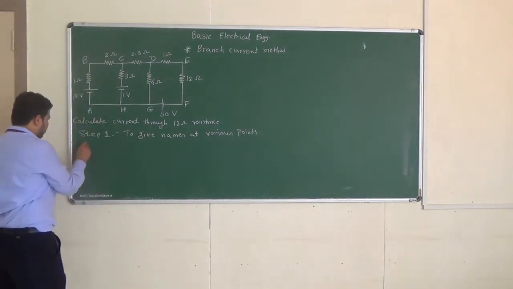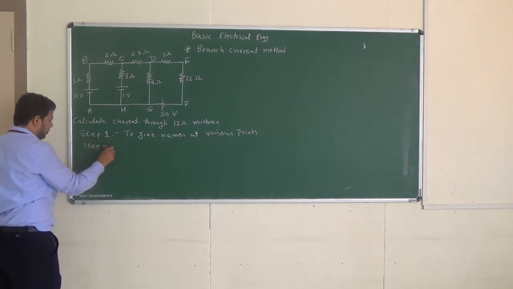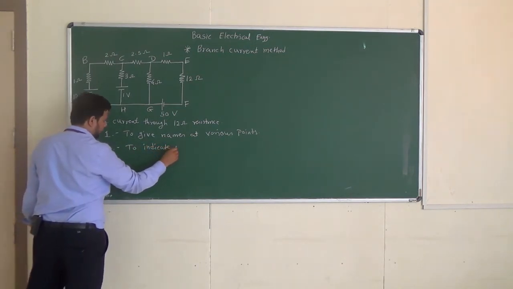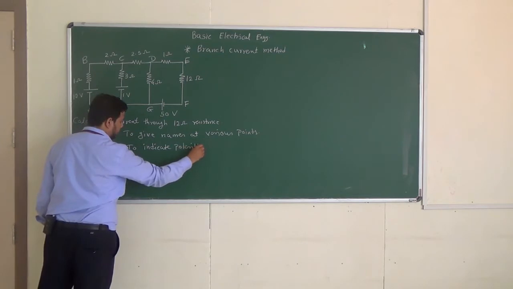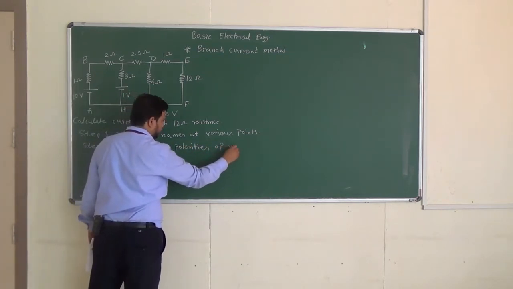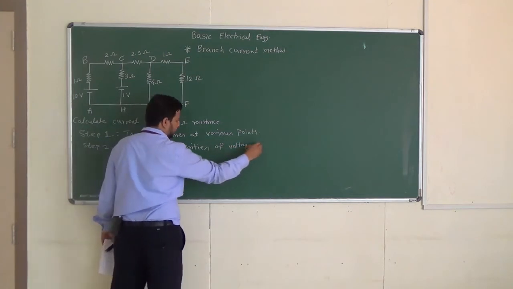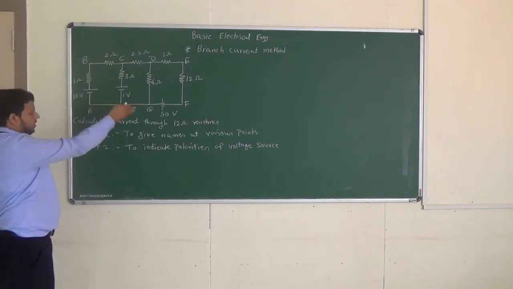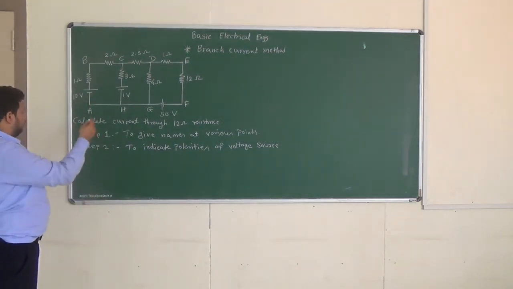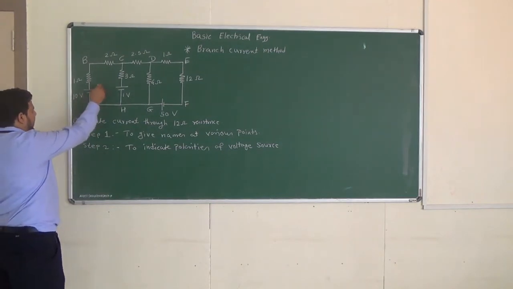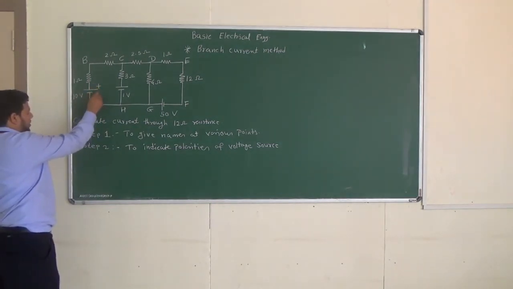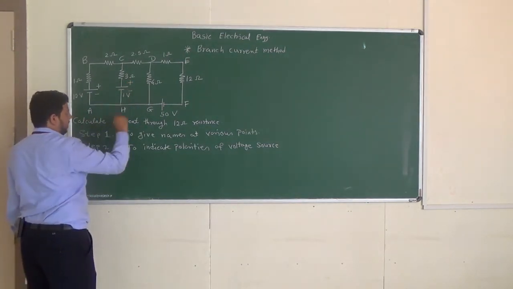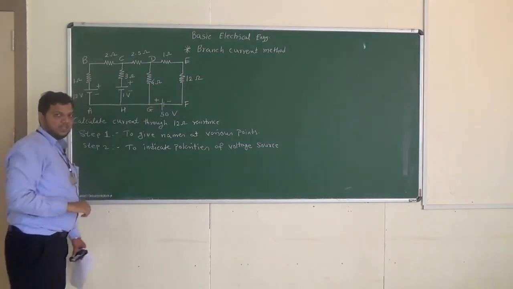Then step 2, that we have to follow, is to indicate the polarities of the voltage sources. Now as you can see, there are 3 batteries or 3 voltage sources. As you know the sign convention, the long line indicates higher potential, which we represent by plus, whereas the short line we represent by minus. Similarly here, plus, minus, plus, minus. That is the second step.